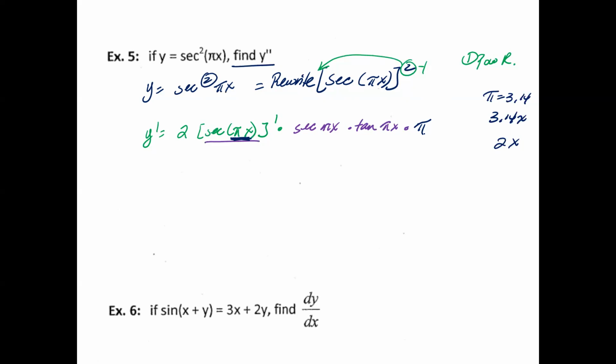And so let's go ahead and make that look a little bit better. I can go ahead and put a 2 pi secant pi x squared, because there's 2 of them, and then tangent pi x. And that is y prime.